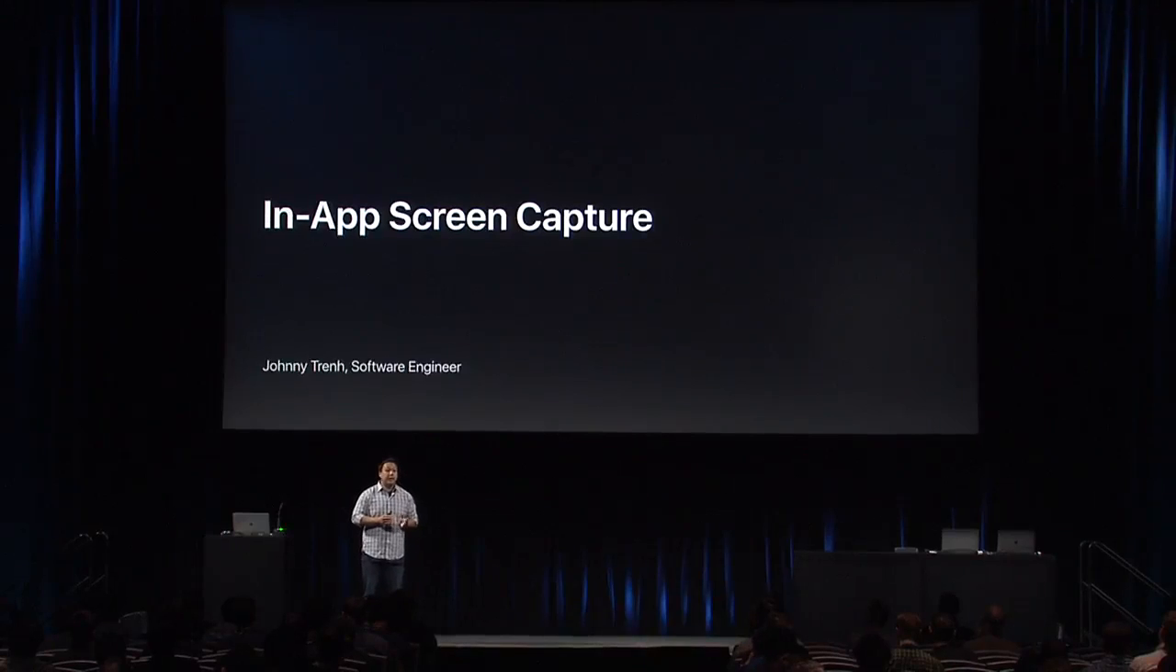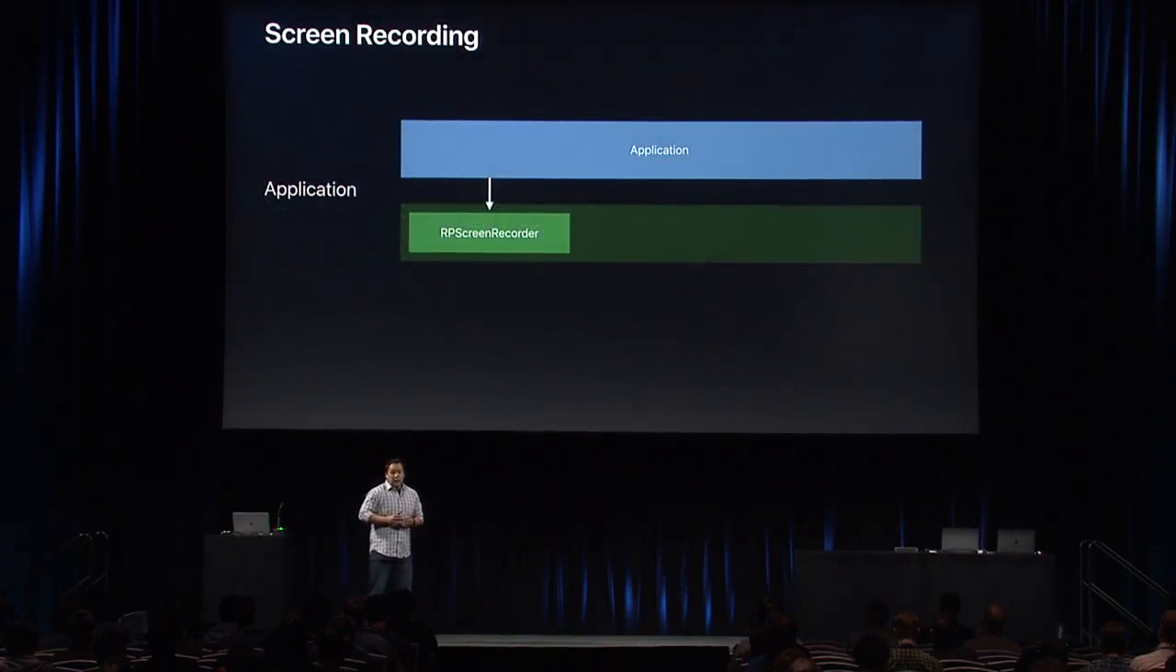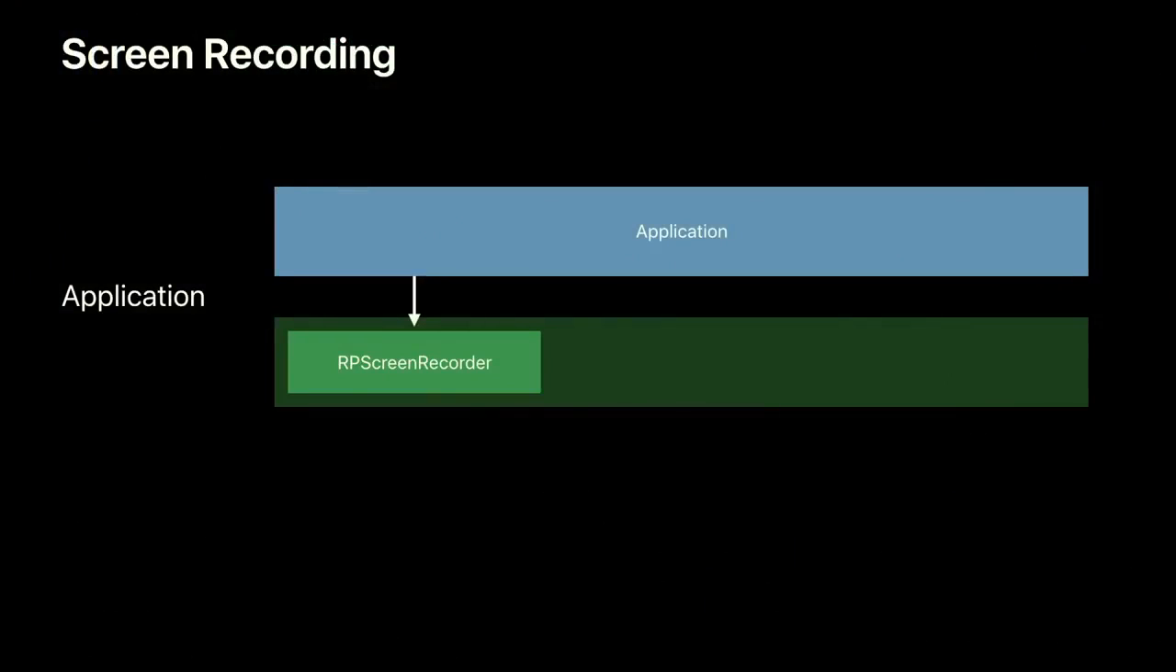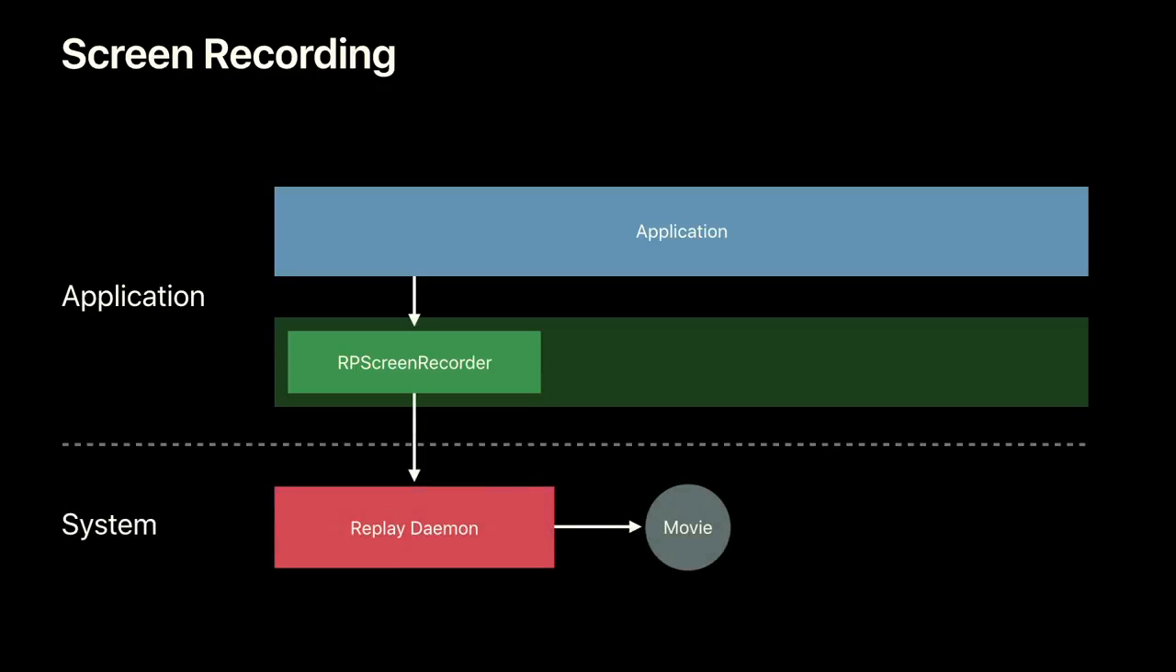But before we get into in-app screen capture, let's go ahead and take a look at how applications are currently using ReplayKit to handle recording. An application that's currently using ReplayKit will call into RPScreenRecorder to get the shared recorder instance. From there, you'll call start recording on the shared recorder instance, at which time the replay daemon will start to capture your application's audio, video, and microphone content, and create and manage a movie file just for your application.